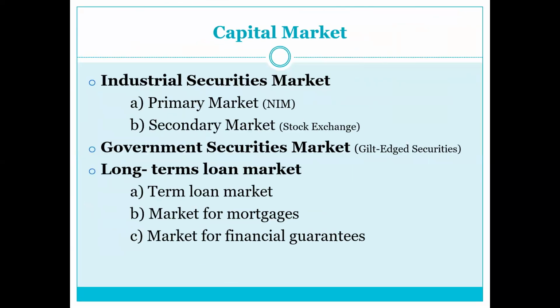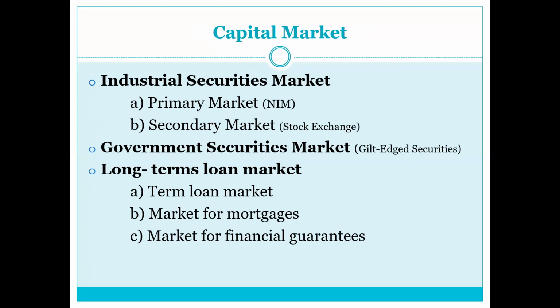Now we saw that the capital market is again classified into three. The first one is the industrial securities market. So what is the industrial securities market? These are the securities which are issued by companies or firms, and it could be equity shares, preference shares, debentures, bonds. All these are termed as industrial securities. So the market for these securities is known as the industrial securities market. The market for securities which are being issued in the industry is known as the industrial securities market.